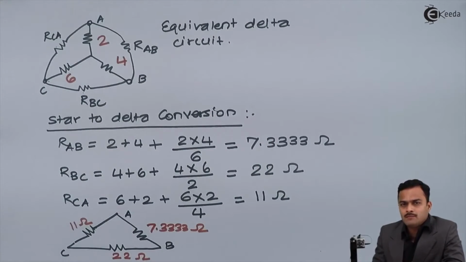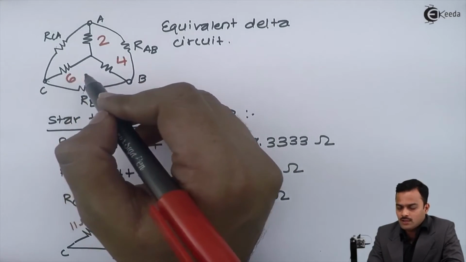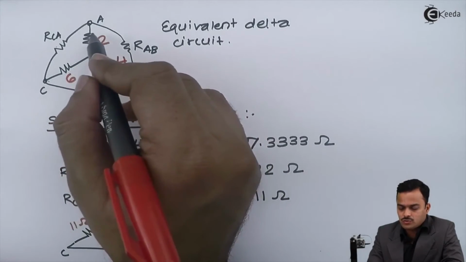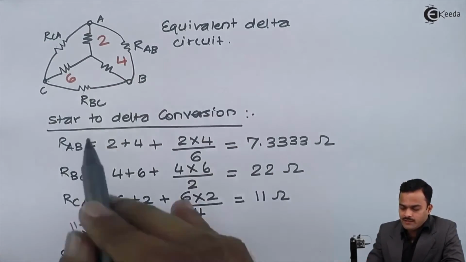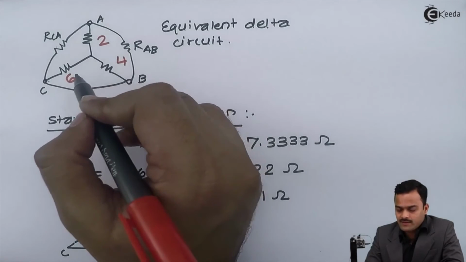One thing you have to keep in mind: generally whenever you are converting star to delta, the values of resistors in delta that you are getting are normally on the higher side. For example, in star, I am having 2, 4, 6. The lowest value of resistor in star is 2 ohm. And whenever I convert that into a delta, I will get 7.3333, 22, 11.